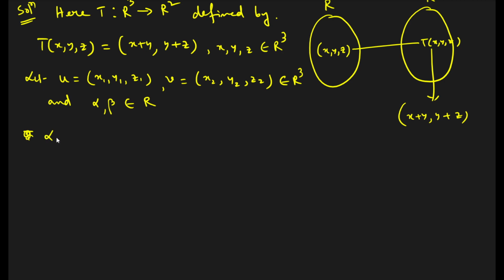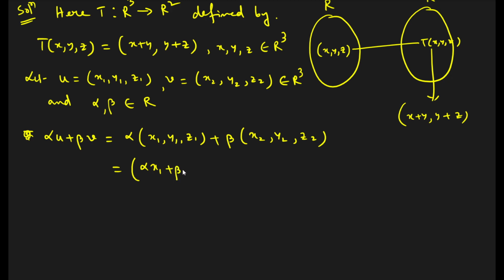Before that, let us find alpha u plus beta v separately. Alpha times u, which is x1, y1, z1, plus beta times v, which is x2, y2, z2. If you combine them in one bracket, it will be alpha x1 plus beta x2 as the first element, alpha y1 plus beta y2, and alpha z1 plus beta z2. So three elements: 1, 2, 3. So this belongs to R cube.